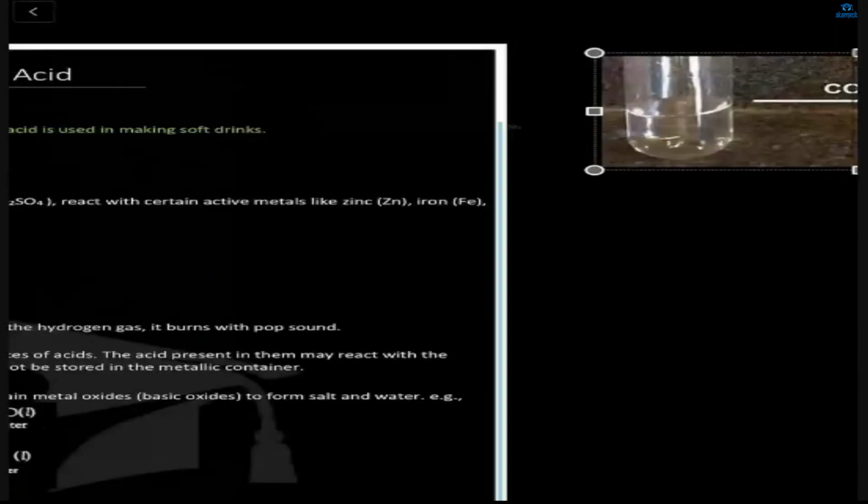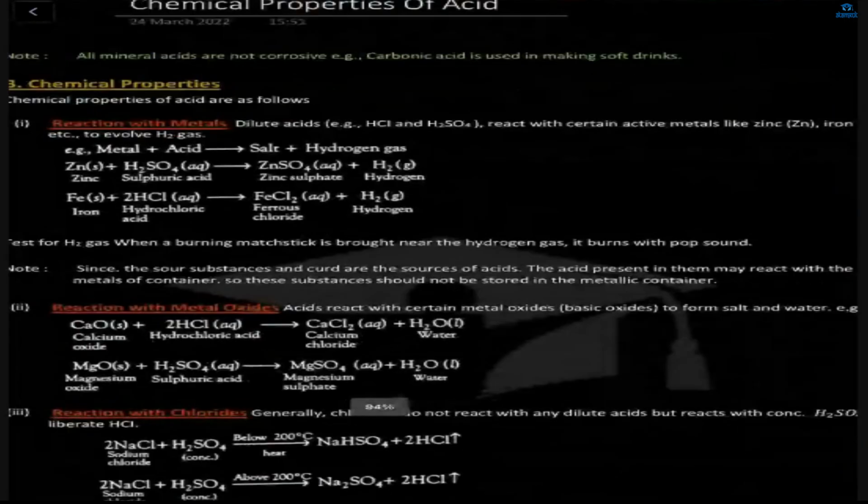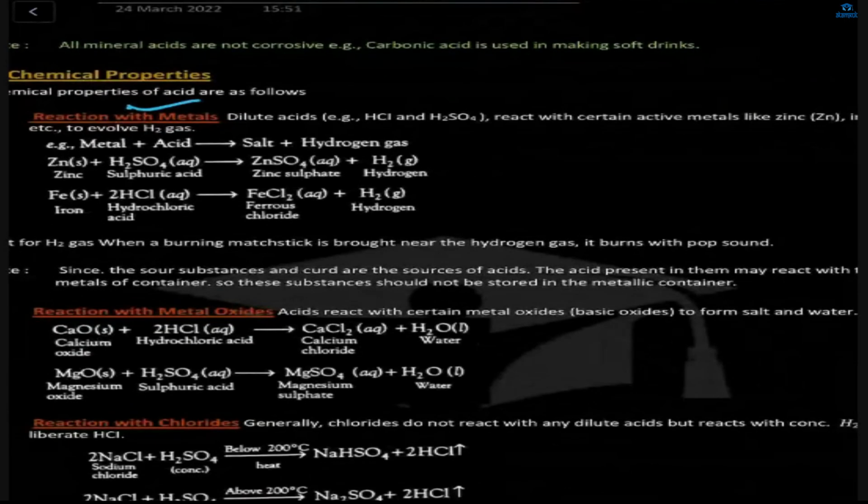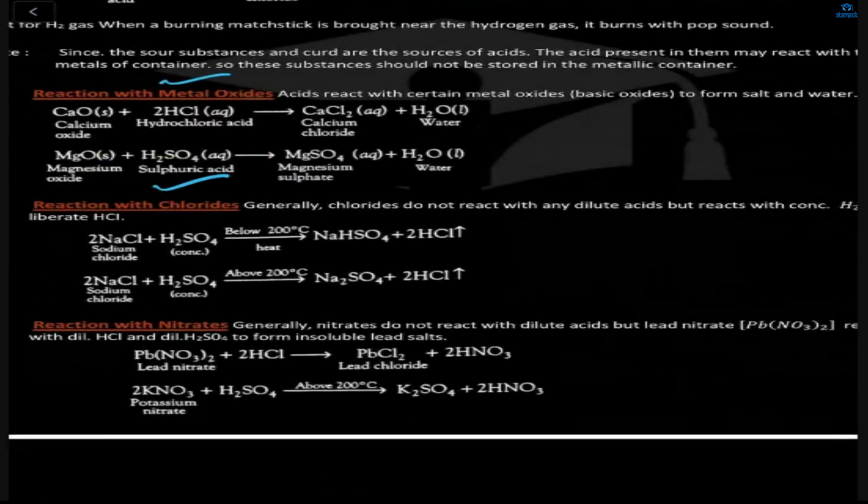Okay, wait. These are the chemical properties. These are also very important, like reaction with metals, with metal oxides, with chlorides, with nitrates.